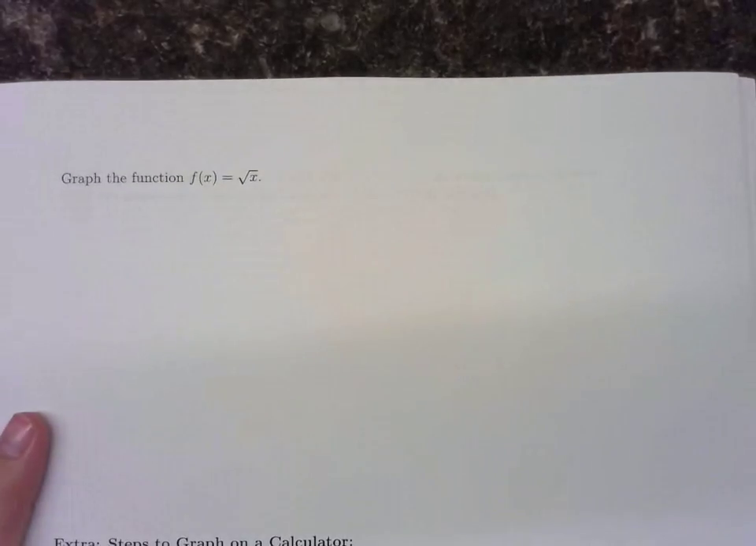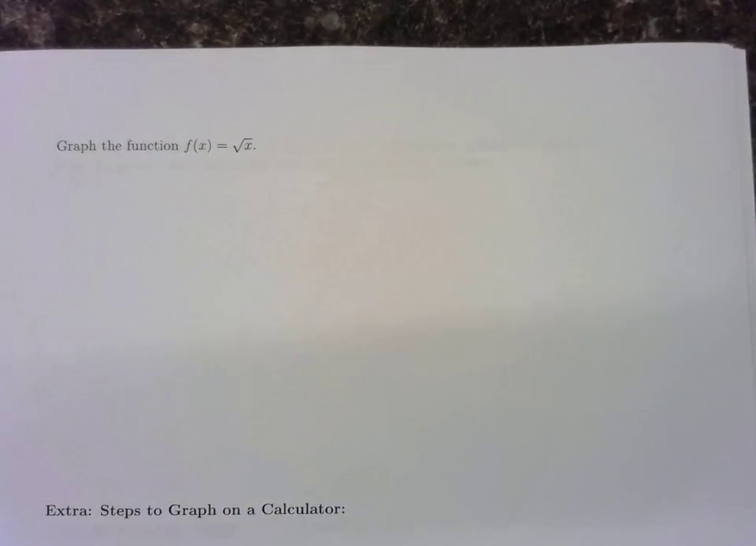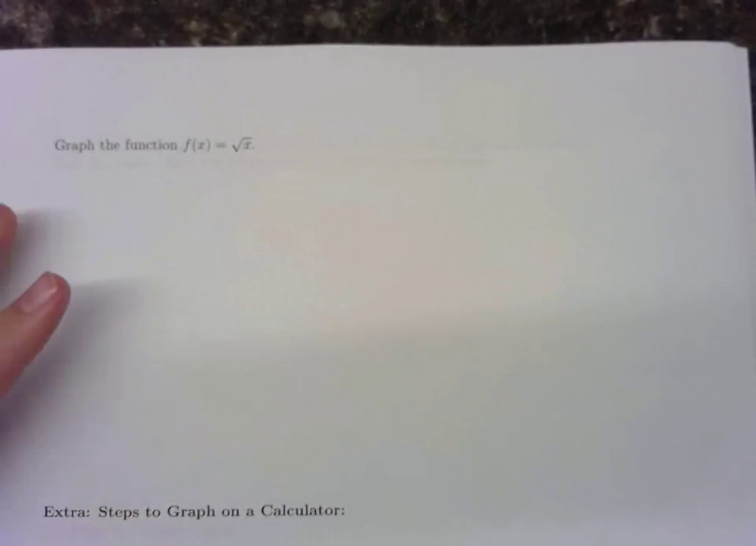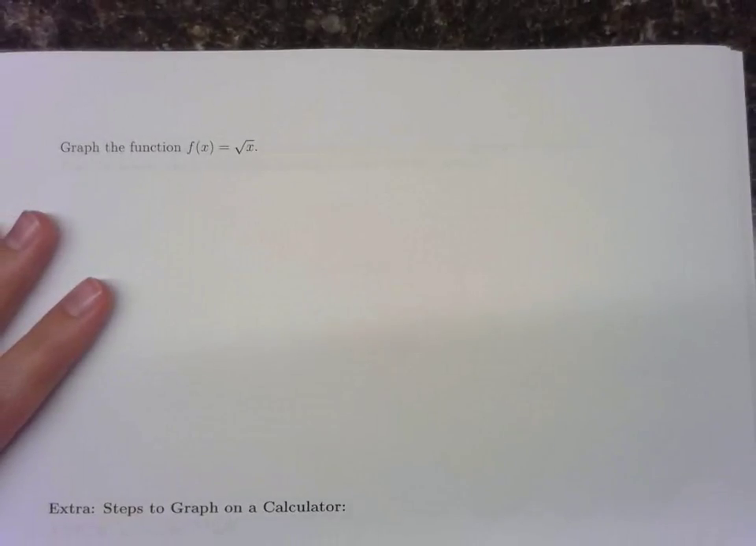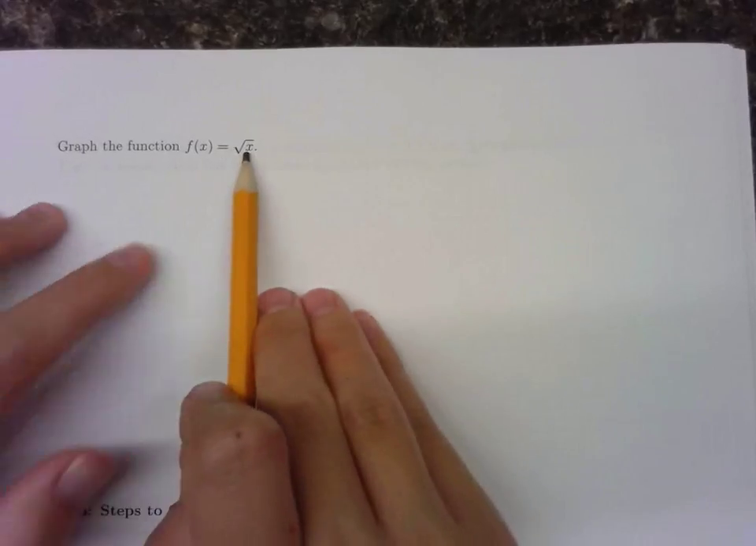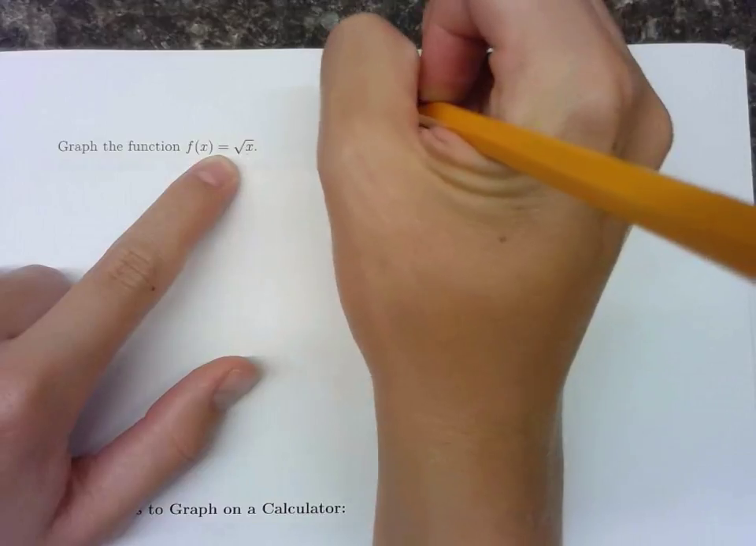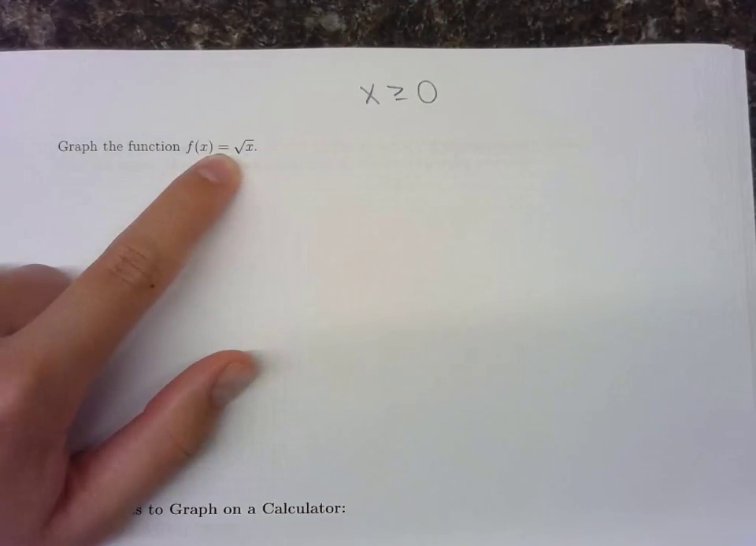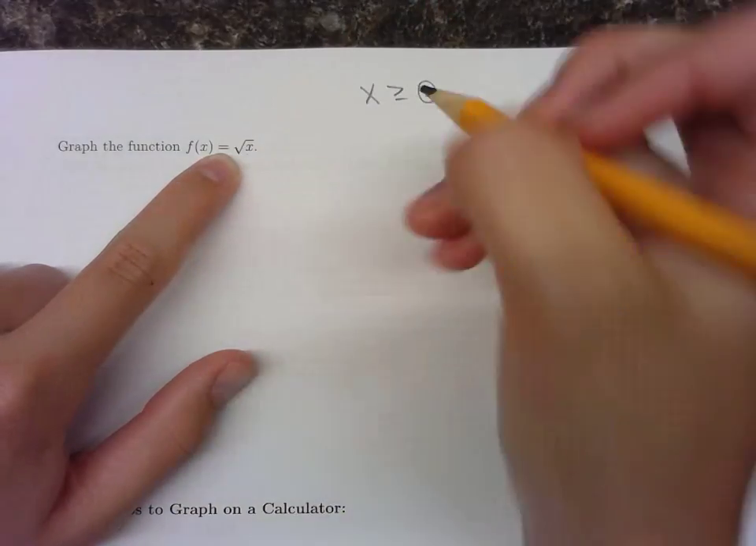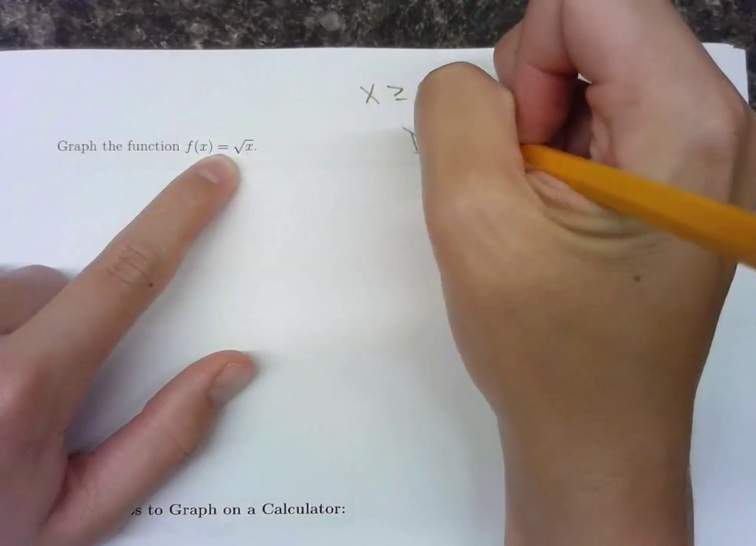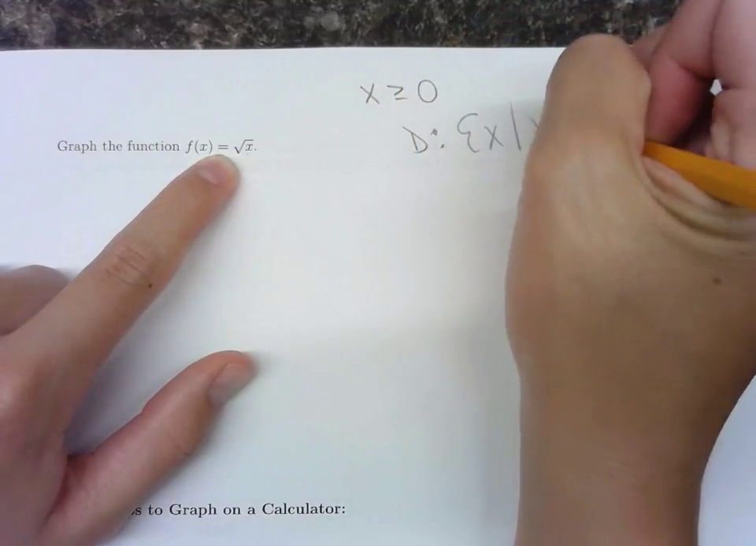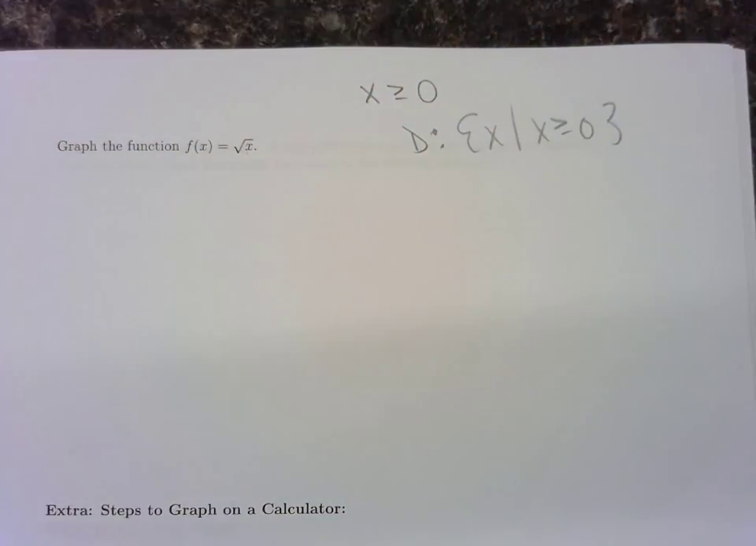One more we're going to do with an XY chart. So this is top of page 8. It says graph the function f of x equals the square root of x. Okay, so we need to find the domain first, which you can see we have an even root. Remember, underneath an even root, it needs to be greater than or equal to 0. It cannot be negative. Okay, so that's our domain. Our domain is all x's such that x is greater than or equal to 0.